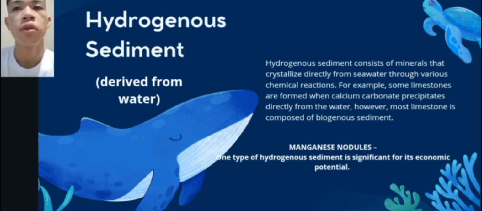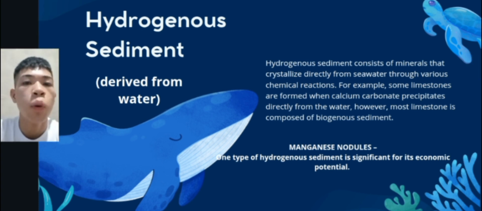Occasionally chemical reactions occur that cause a substance to precipitate as solid particles that accumulate as hydrogenous sediment. These reactions are usually triggered by a change in conditions such as a change in temperature, pressure, or pH, which reduce the amount of substance that can remain in a dissolved state. There is not a lot of hydrogenous sediment in the ocean compared to biogenous sediments, but there are some interesting forms. One type of hydrogenous sediment that is significant for its economic potential is the manganese nodules.